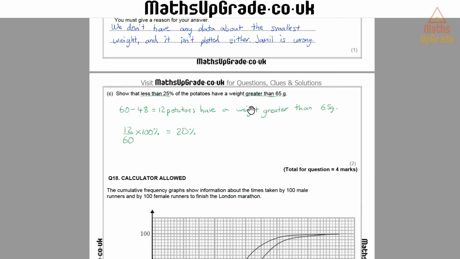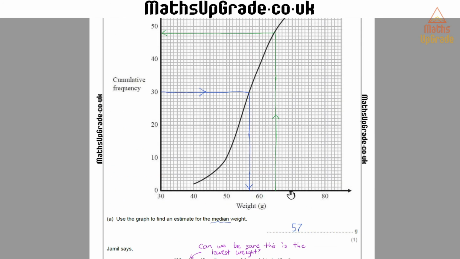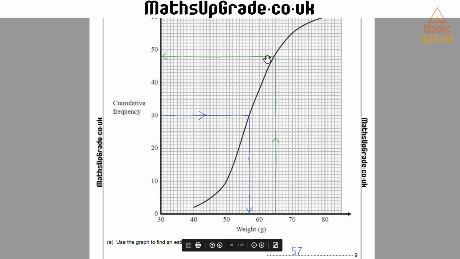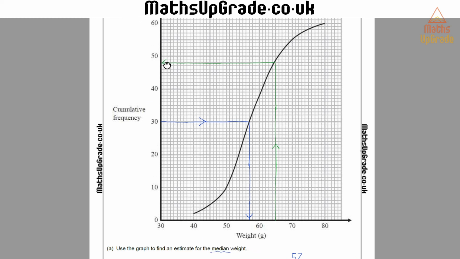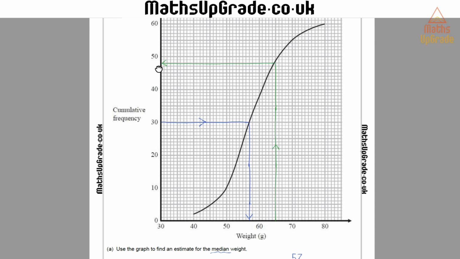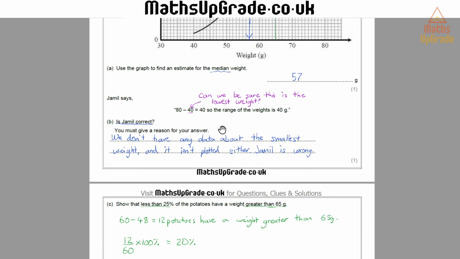In part C, I need to show that less than 25% of the potatoes have a weight greater than 65 grams. So let's find 65 grams on my graph. So it's this axis here for 65, straight up, and that gives me a value of 48. That means that 48 potatoes have got a weight up to and including 65 grams. So the rest of them must have a weight greater than 65 grams. That means that 12 potatoes must have a weight greater than 65 grams.